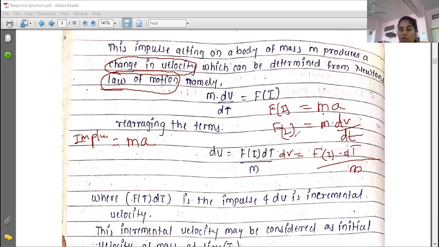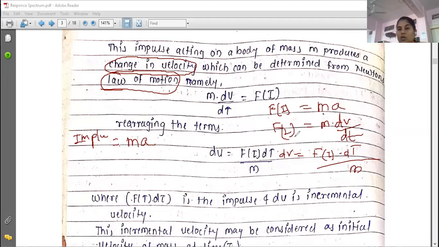I hope all of you have understood. First, we have seen what Duhamel's integral is. Duhamel's integral will help us understand the response to general dynamic loading. In that, we first have to understand the impulse load. The impulse is a force acting for a short duration of time. That force is nothing but the impulse force, and we calculated impulse equal to F_i into dt, the force into its short duration of time.